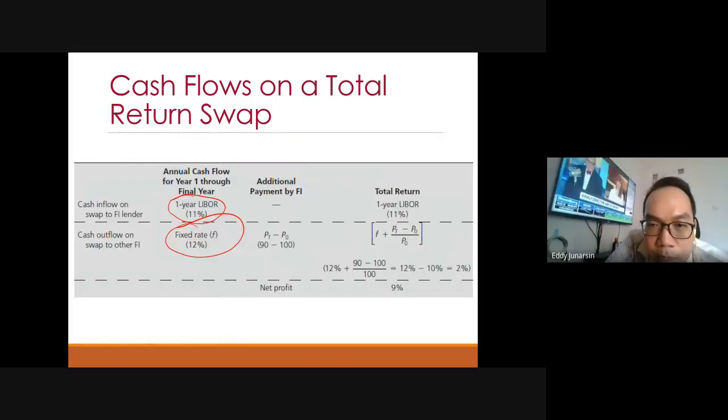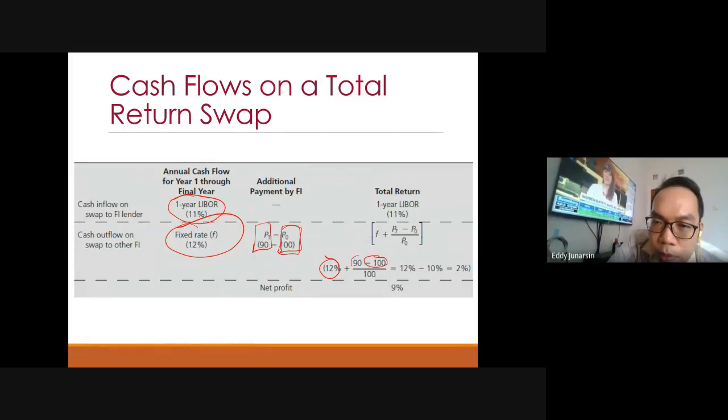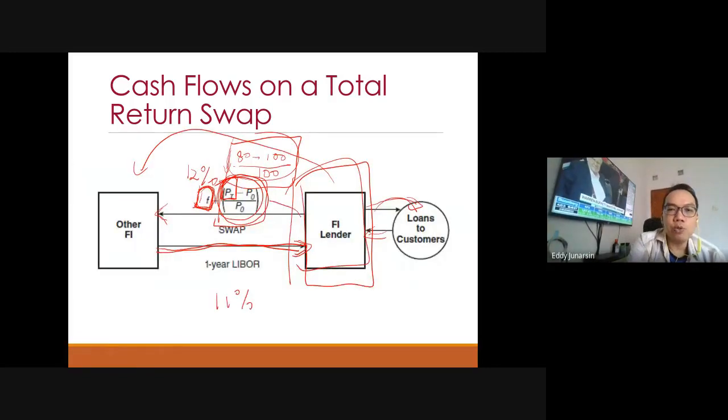And in this example, what is happening? The previous price is 100%, but now the Vietnamese government bond has decreased in value to 90. So the decrease is 10, right? So this is the fixed rate that we have to pay, fixed plus the change. So 12% plus, at the beginning it was 100, but now it's 90, so this is a decrease by 10%. So 12% minus 10%, so 2%. So we only need to pay 2% to the credit swap seller, but we will receive 11%. So this is quite profitable.